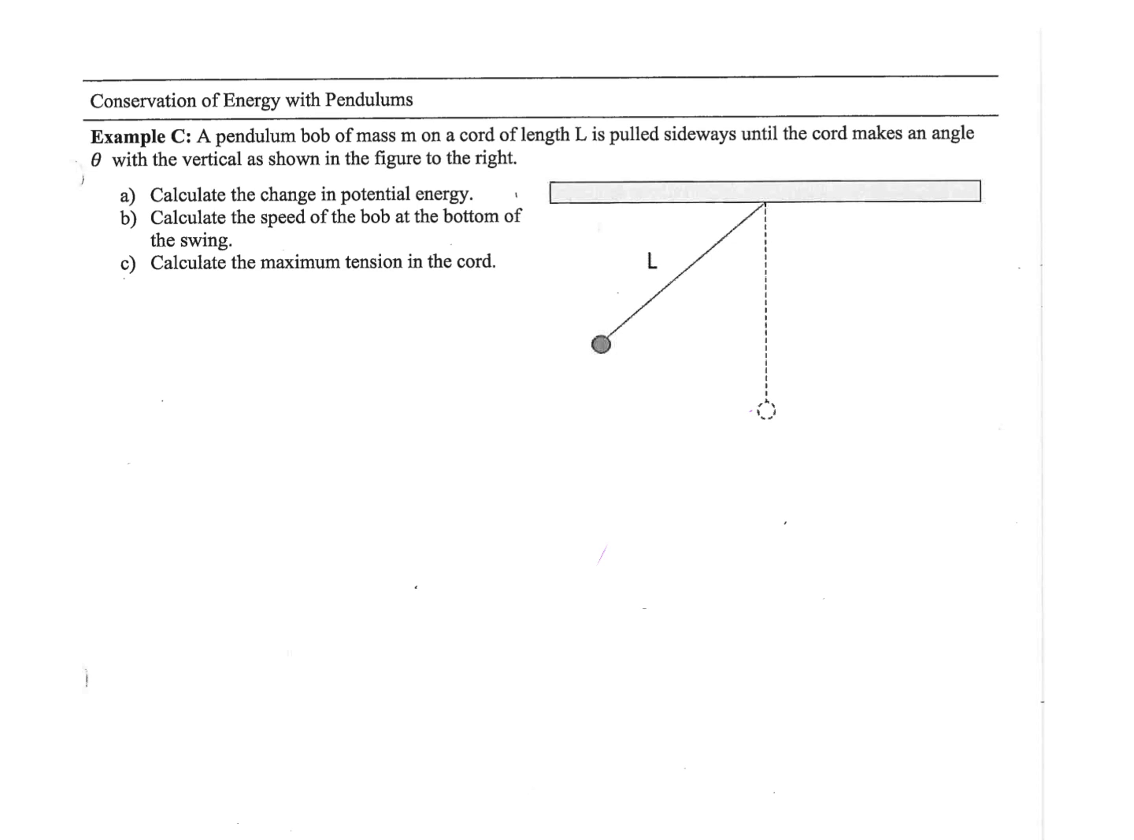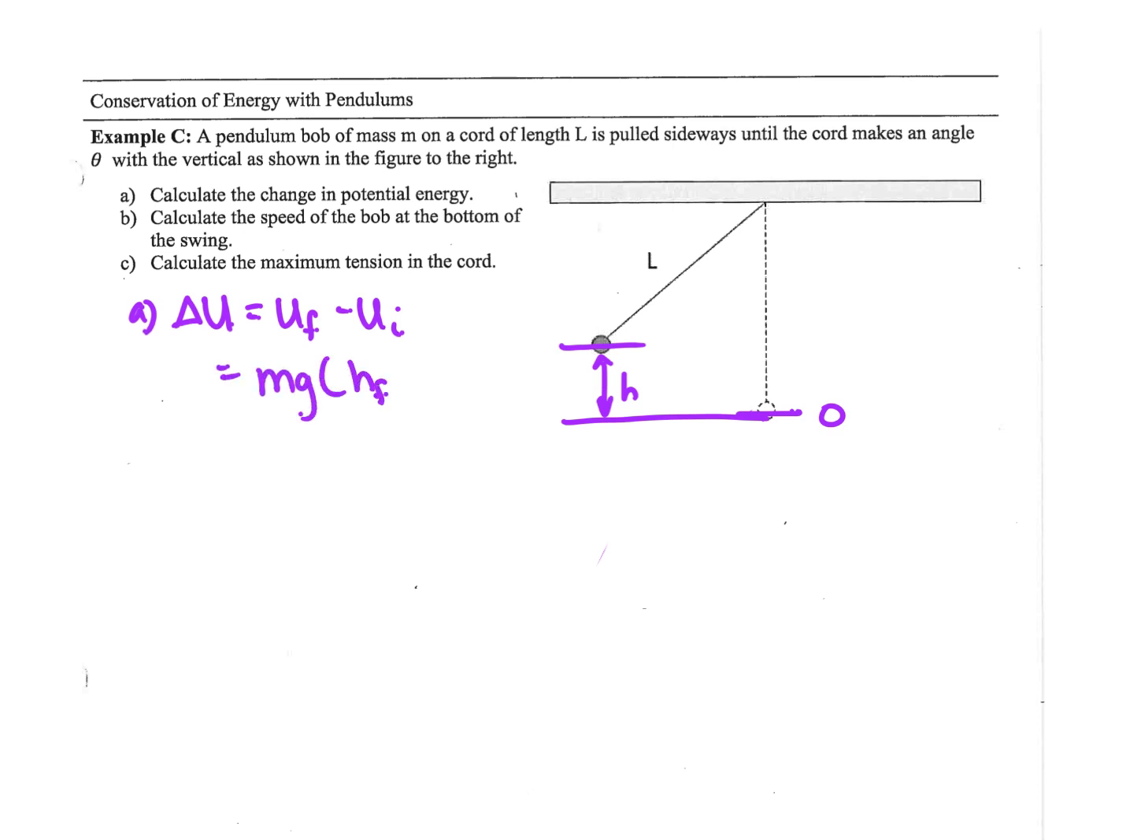Calculate the change in potential energy. Well, to calculate the change in potential energy, guys, in part A, we have to know how far it falls. So we're going to say this is our 0 level, okay? This is the ground. So now it's risen to here, so we really need to know what this is, H. So in part A, the change in potential energy is going to be U final minus U initial, which is really going to be mg times H final minus H initial.